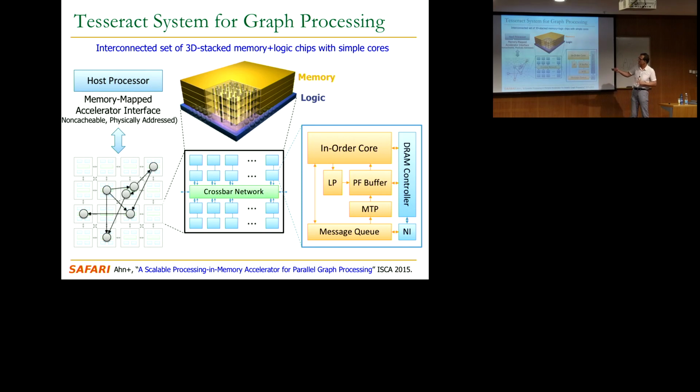And we map this to a host processor. You can think of it as a GPU, basically offloading the entire graph processing, and it keeps executing. Yes?